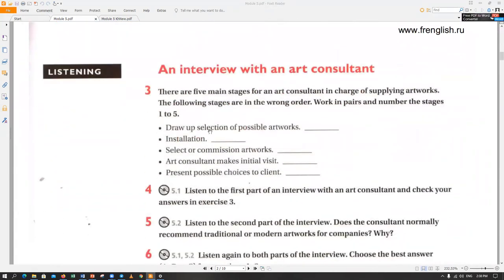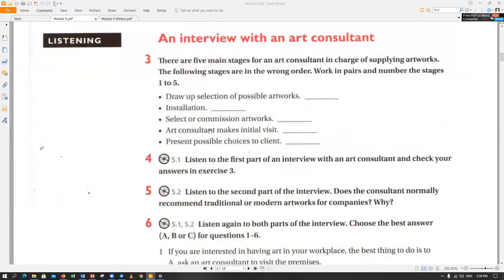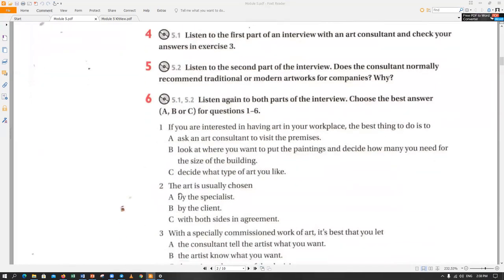Okay, now we have a listening exercise. There are two parts of the exercise. Two parts of listening: part one, 5.1, and part two, 5.2. So exercise three, exercise four, and exercise five. Exercise four is for 5.1, exercise five is for 5.2, part one and part two. And exercise six.